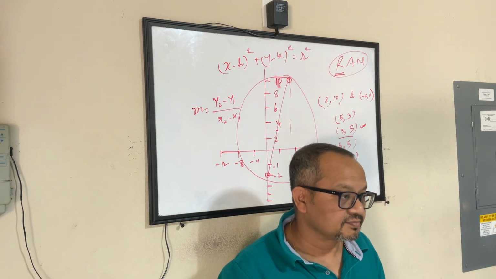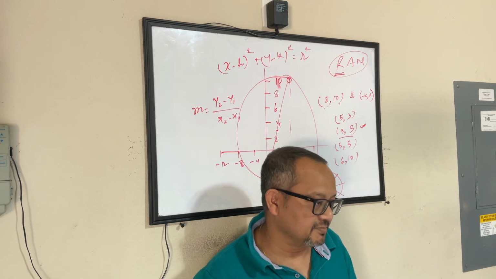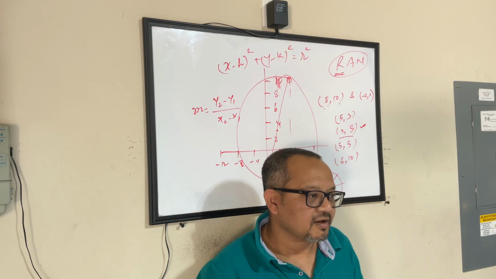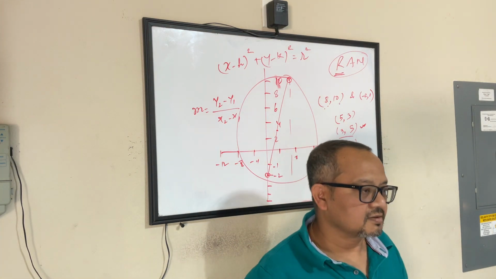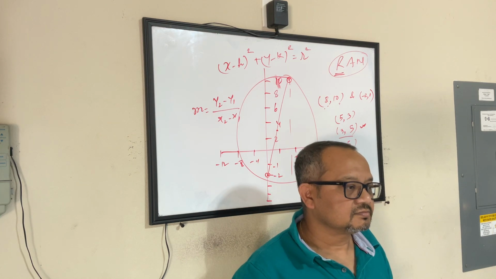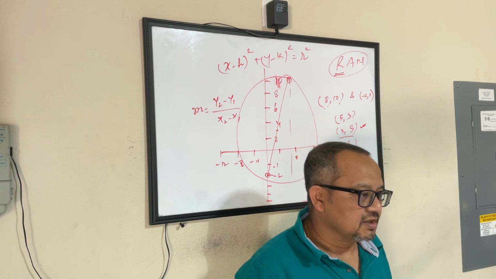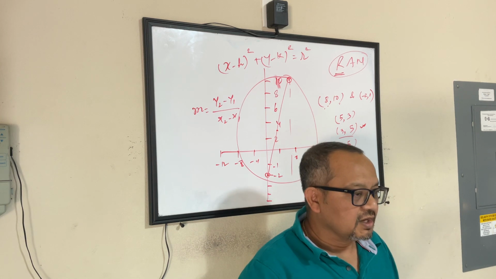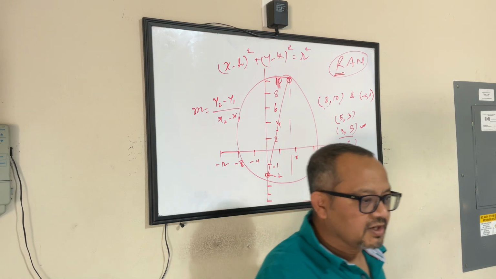Yes, Nikhil. So I used the midpoint formula. Yeah, that's what I did. I added up the points and then divided them by 2. Right. So Nikhil used the midpoint formula. Anybody else has a different point of view?